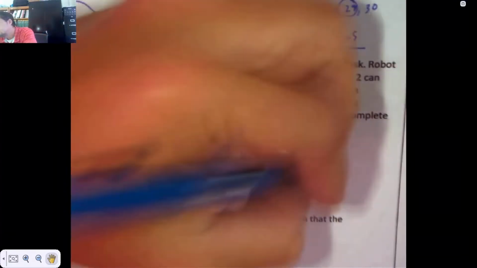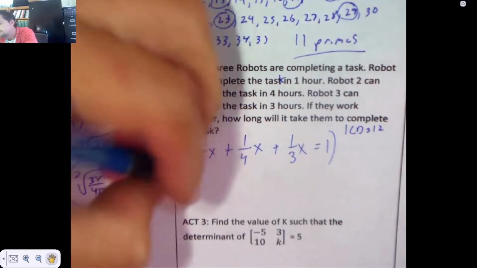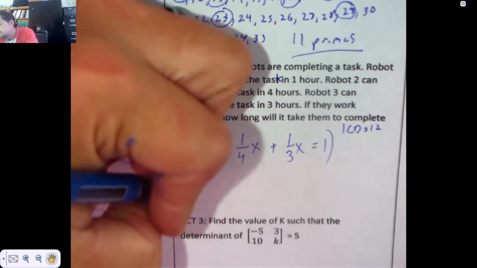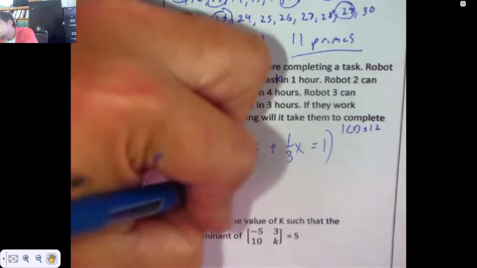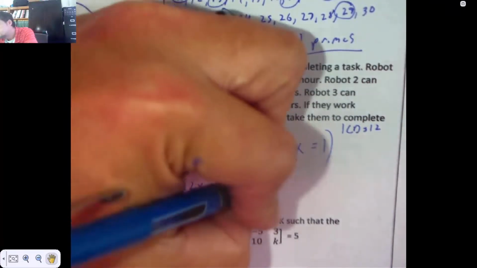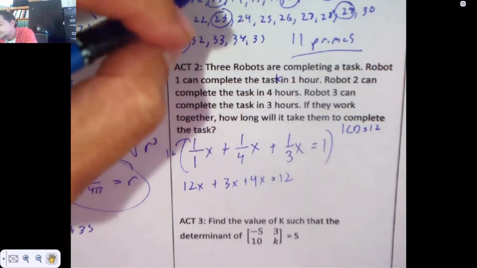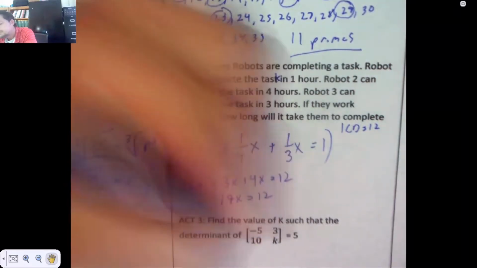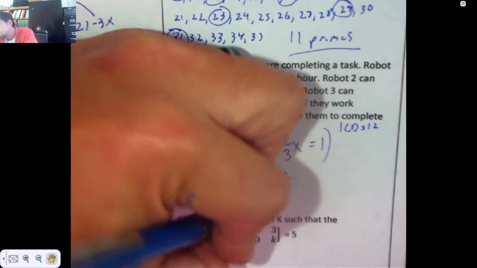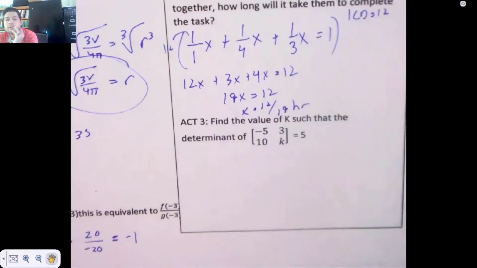So I look at this and I think that the LCD is 12. So I'm going to multiply the whole thing by 12 because that's the smallest thing that 4 and 3 go into. Invoke my distributive property to everything. That doesn't break balance, by the way. 12x plus 3x plus 4x is 12. Looks like there's 19 x's on the left. So 19x is 12, and x is going to be 12/19 of an hour. This is going to be the last one I do before I go take my lunch break.